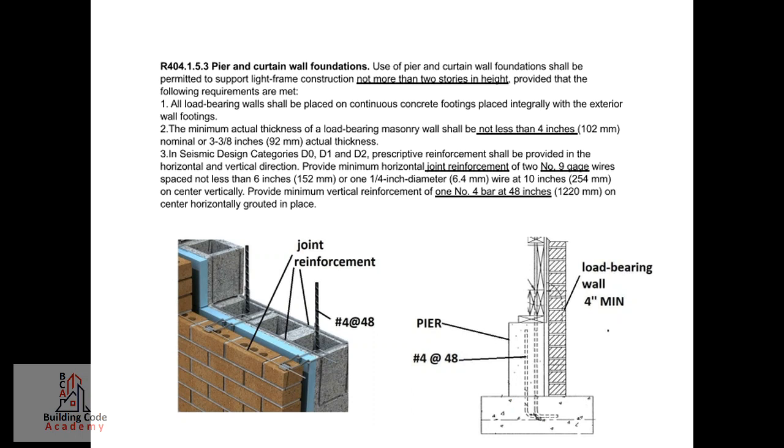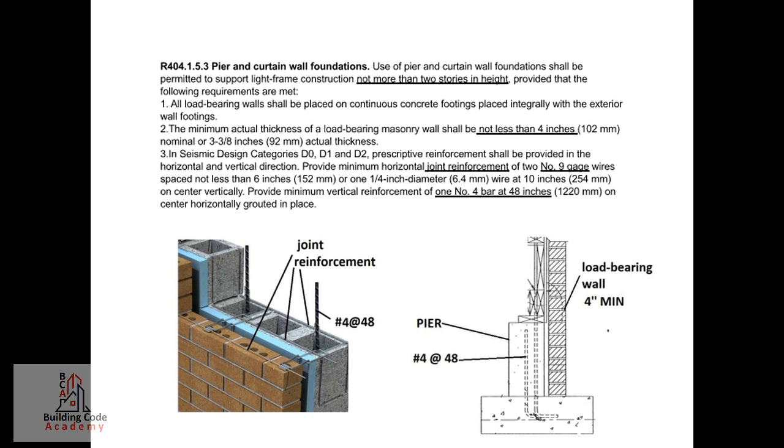R404.1.5.3 Pier and curtain wall foundations. Use of pier and curtain wall foundations shall be permitted to support light frame construction not more than 2 stories in height, provided that the following requirements are met. 1. All load-bearing walls shall be placed on continuous concrete footings placed integrally with the exterior wall footings. 2. The minimum actual thickness of a load-bearing masonry wall shall be not less than 4 inches, 102 millimeters nominal, or 3 3/8 inches, 92 millimeters actual thickness.